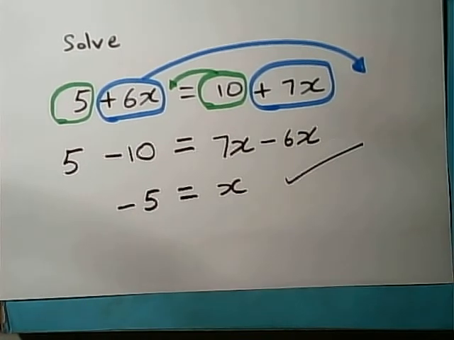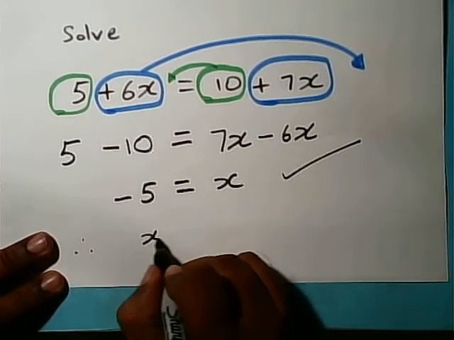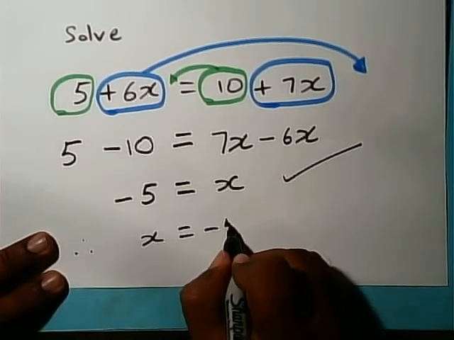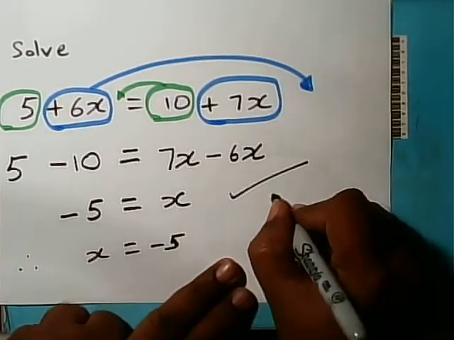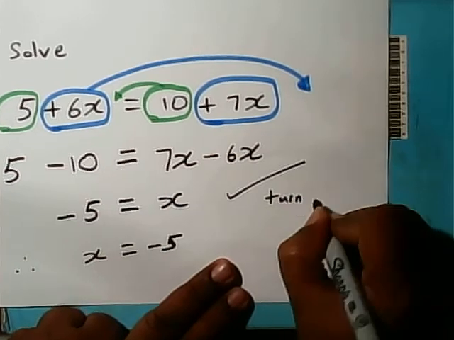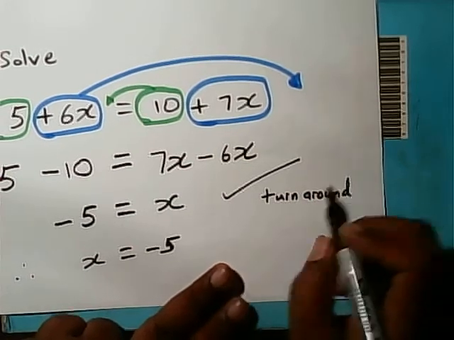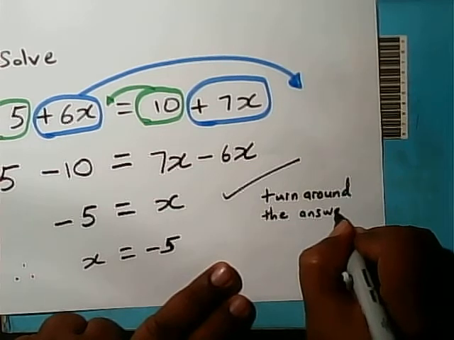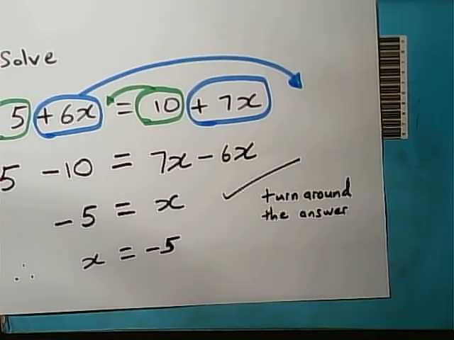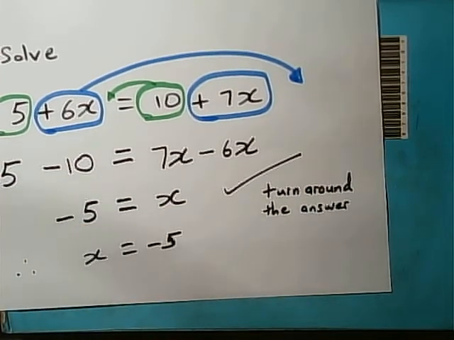x is the number minus 5. If you want, you could then turn it around and say, therefore, x is equal to minus 5. All you did is just say it back to front. What I did here is called a turnaround. Turn around the answer. It's no changing of sign or anything. It's not like you're moving terms across. All you do is, if that is equal to that, then that is equal to that. So you just say it back to front.